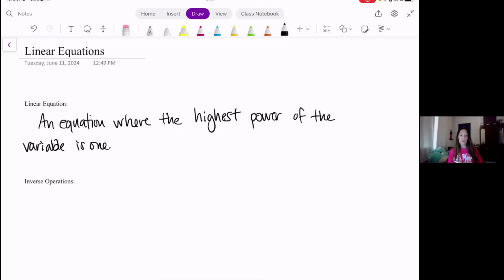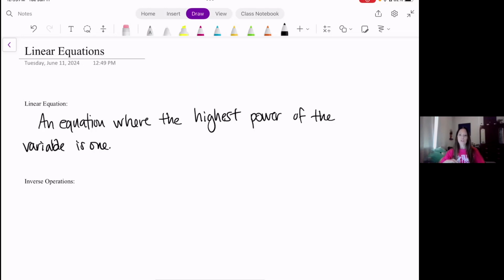When we're solving linear equations, you start out with a one-step equation, and then you move into two-step, and then you can move into multi-step. And if you understand the process of using inverse operations, then you can solve very complex linear equations.